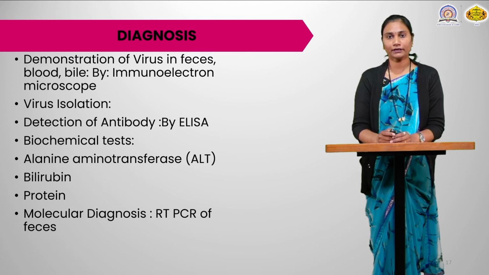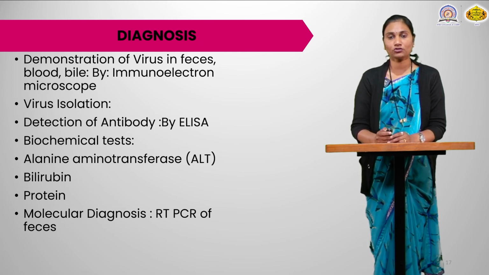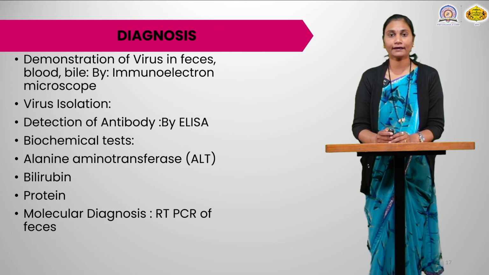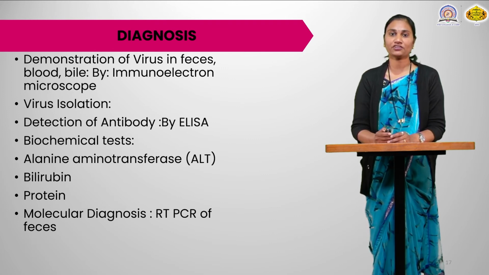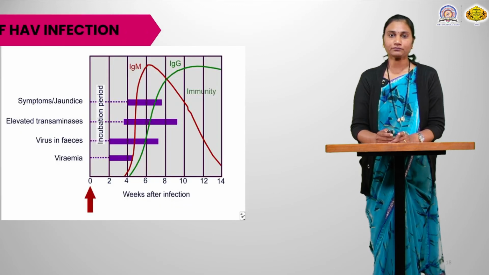Then for molecular diagnosis, you can surely go for PCR, which can help you in amplifying a small fragment of DNA if at all it is there. So, by using all these techniques, you can identify whether the person is suffering from hepatitis A infection or not.